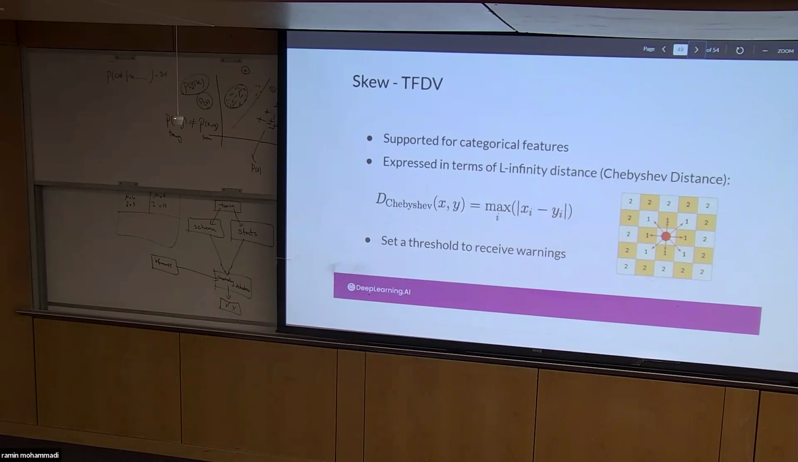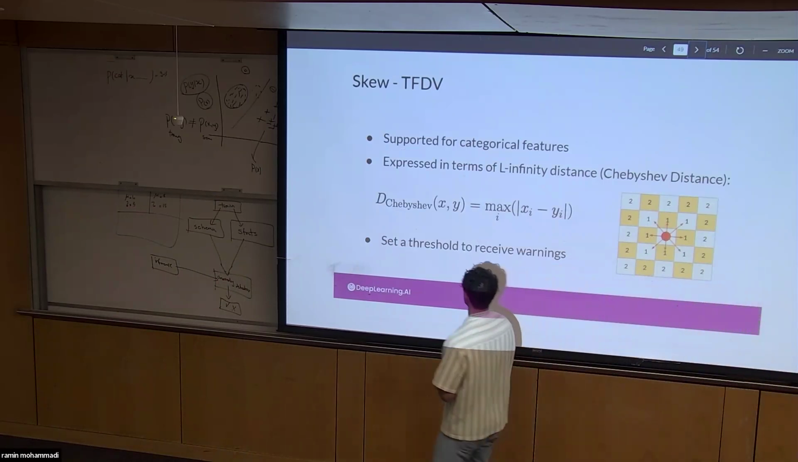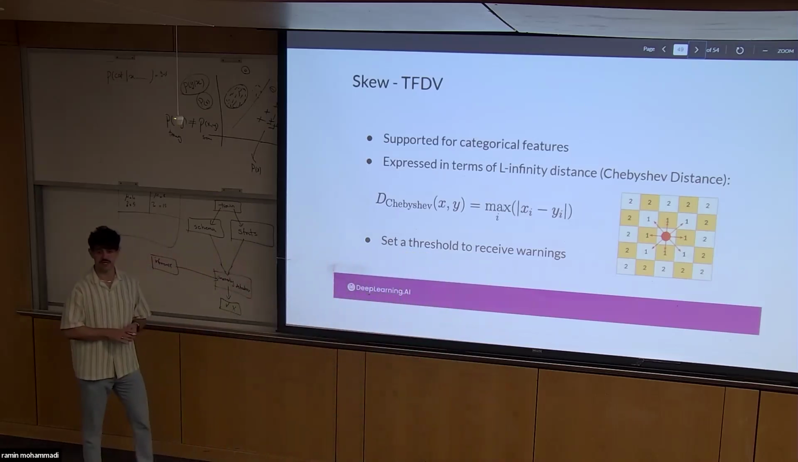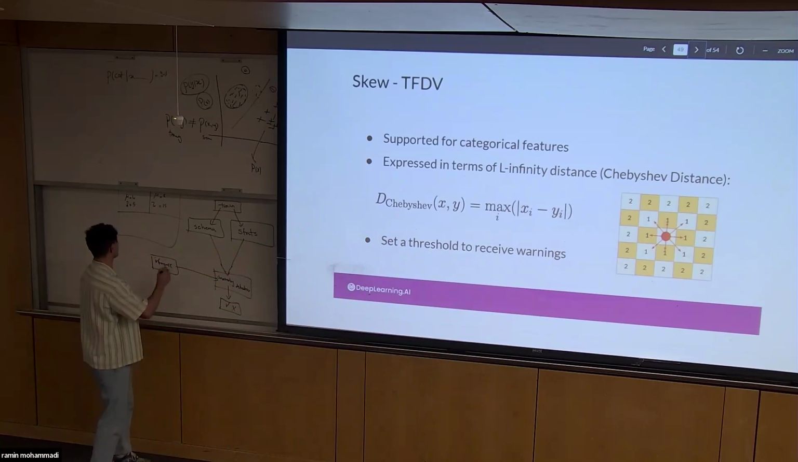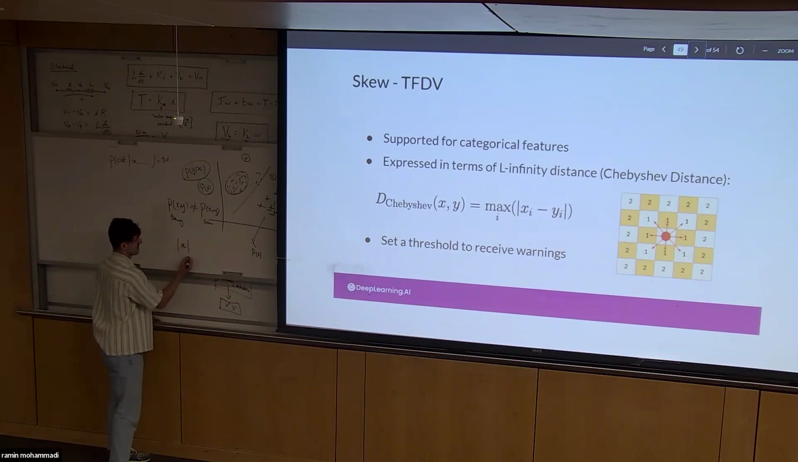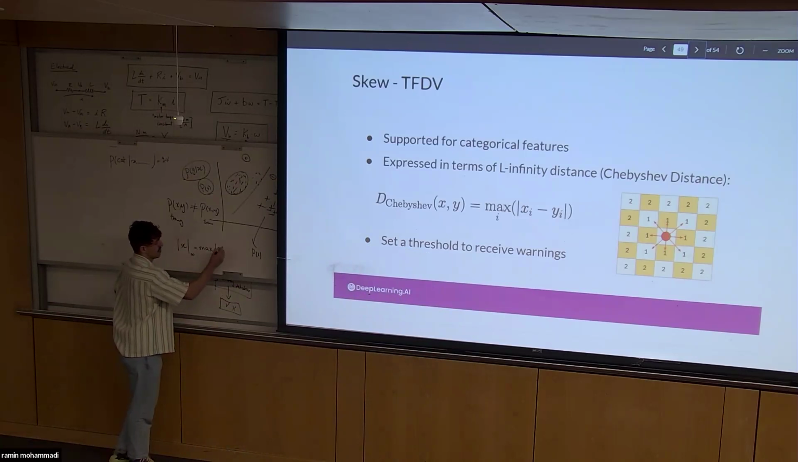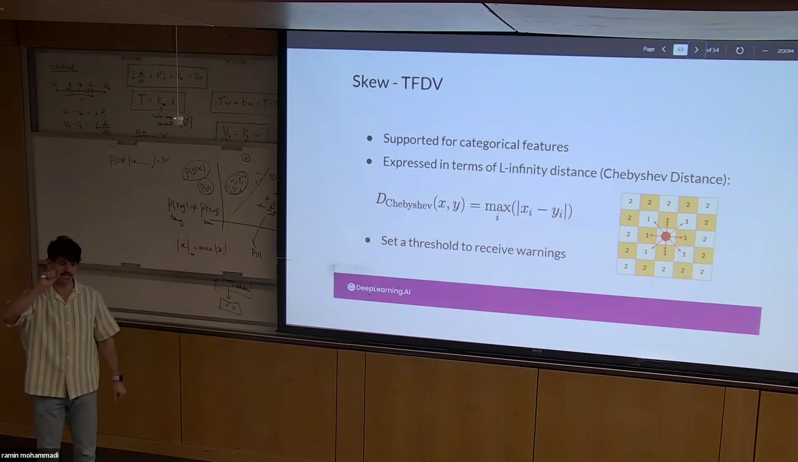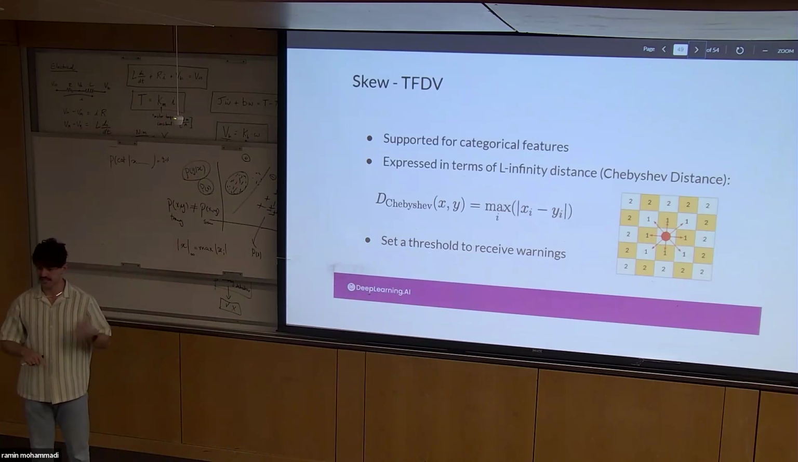Now, one of the ways that TFDV detects whether it's a skew or not, especially for categorical features, is the L infinity norm. Remember, L infinity norm is, if you have a vector x, technically the maximum across all values. So if the vector has 10 elements, you pick the one that has the maximum absolute value, that's L infinity.